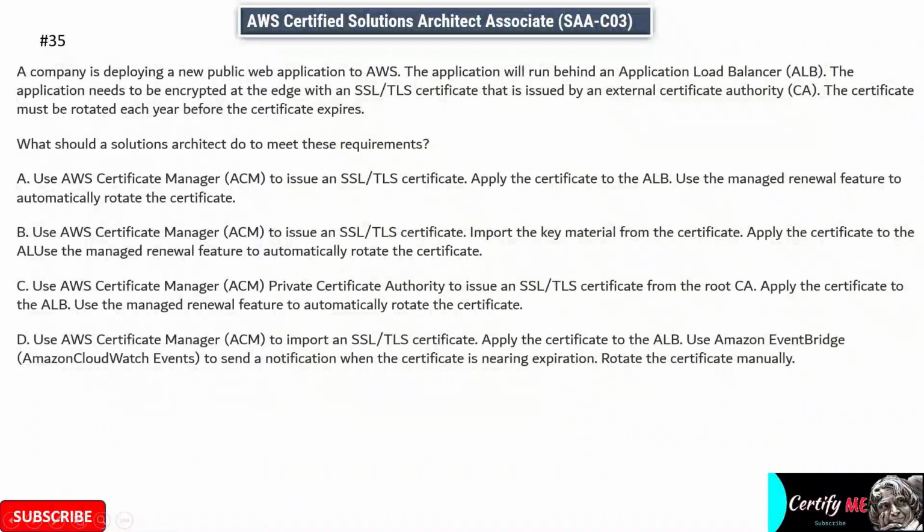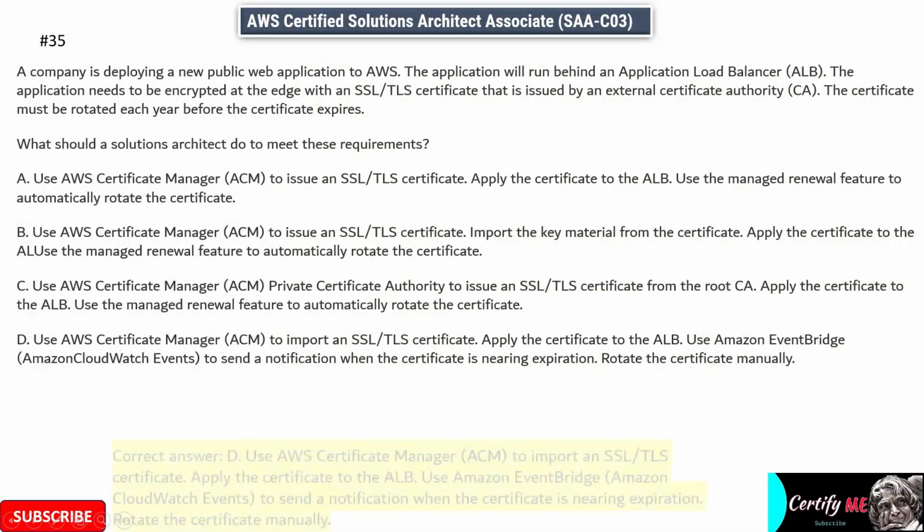Option C. Use AWS Certificate Manager private certificate authority to issue an SSL or TLS certificate from the root CA. Apply the certificate to the ALB. Use the Managed Renewal feature to automatically rotate the certificate. Option D. Use AWS Certificate Manager to import an SSL or TLS certificate. Apply the certificate to the ALB. Use Amazon EventBridge to send a notification when the certificate is nearing expiration. Rotate the certificate manually. The correct answer is option D.